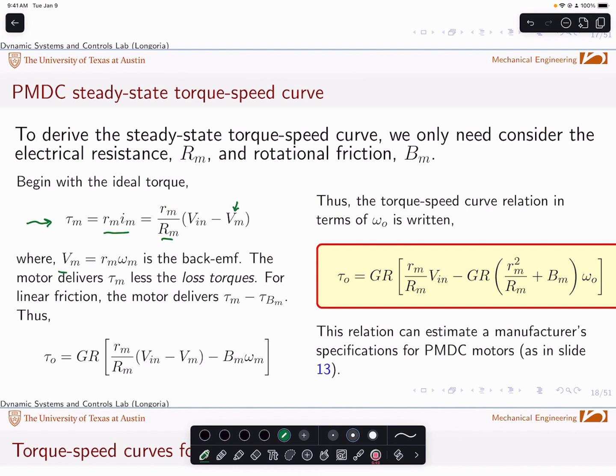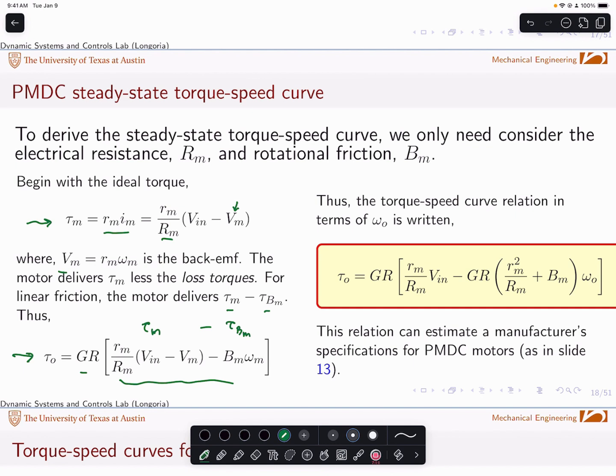Substituting that relationship for back EMF, the motor delivers, as I said above, tau_m minus tau_Bm. So my output torque is the gear ratio times that difference, right? That's this relation here: tau sub m minus tau sub Bm, substituting those assumed relationships for those motor elements.